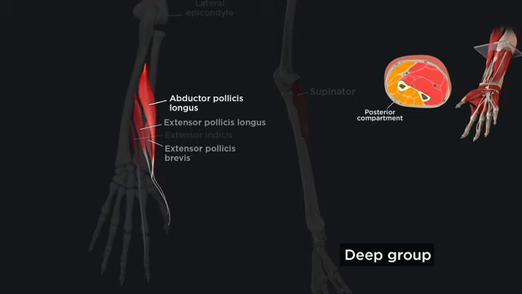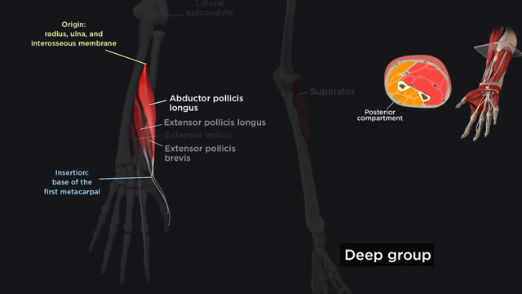Abductor pollicis longus originates on both the radius and ulna, as well as the interosseous membrane, and it inserts on the posterior surface of the base of the first metacarpal. It does have a brevis buddy within the hand, as we'll see later.